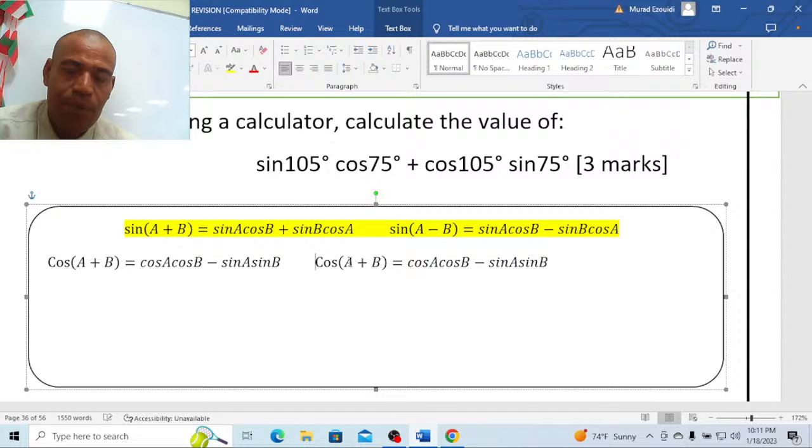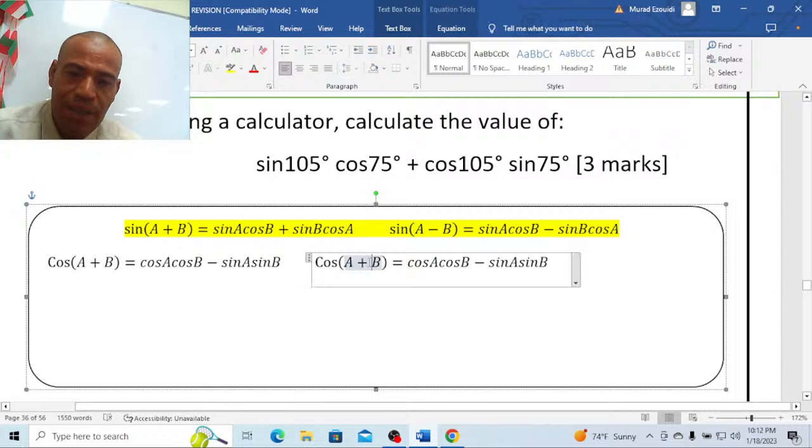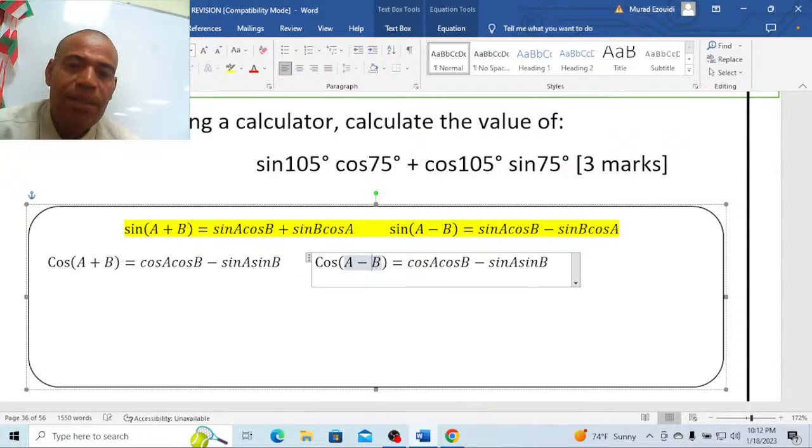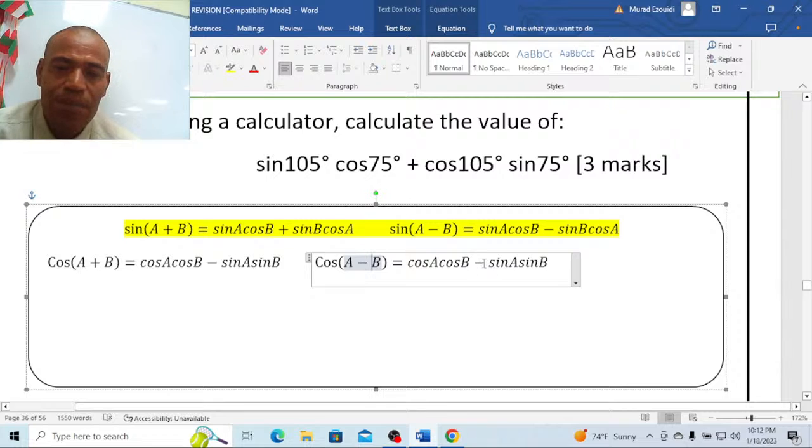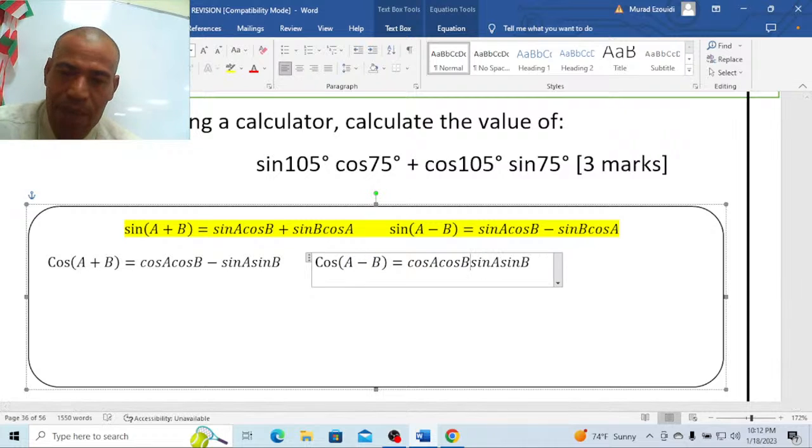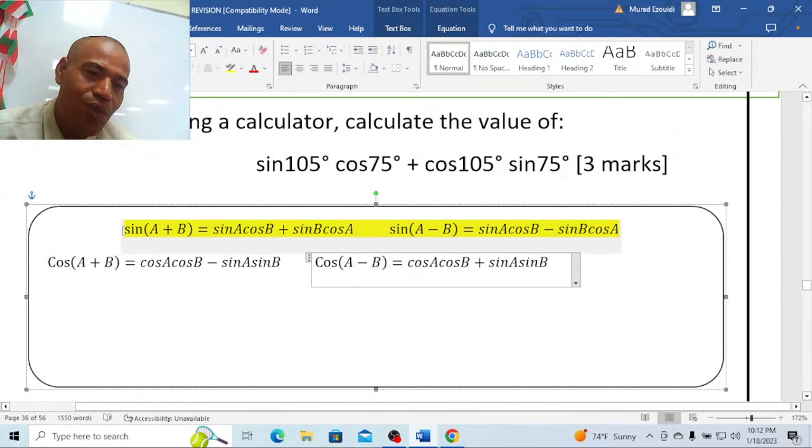I will just put it like that. This is A minus B equals cosine A cosine B plus sine A sine B, we told this one is plus. Okay, these are the two formulas.